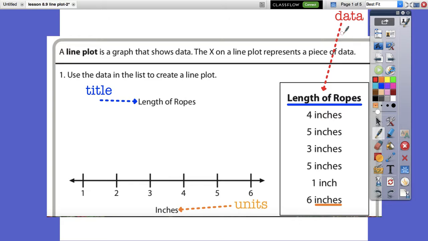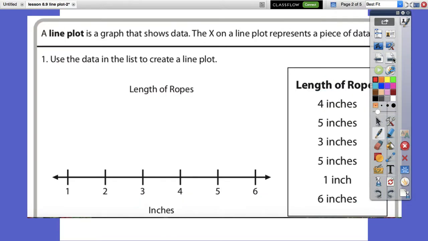In order to make a line plot, we need to have data. And our data is represented here in this box, which shows the length of ropes. So there's a whole bunch of different ropes, and these are how long each of the pieces are. A line plot also needs to have a title. As you can see, length of ropes is the title for this line plot, and it also needs to include inches, which is how we measured the ropes. Let's see how we do a line plot by looking at the next slide.